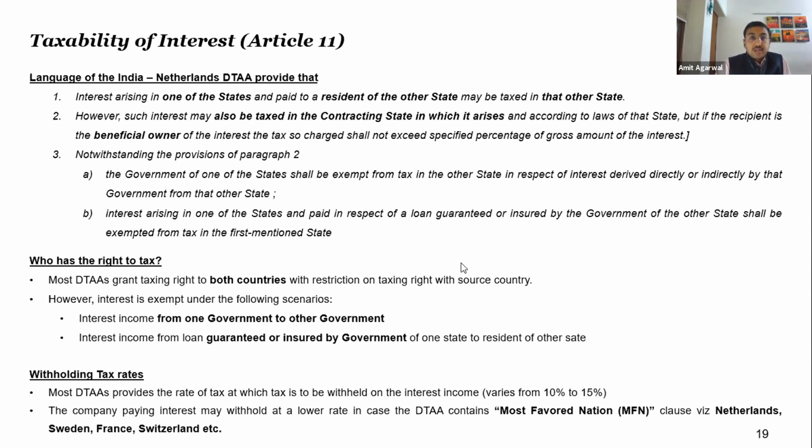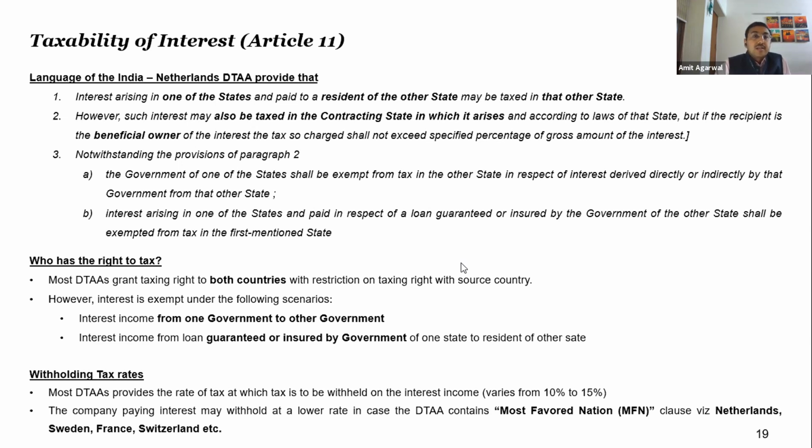It also says that the interest can be taxed in both these states, either of these states. So in the India-Netherlands example, this interest can be taxed in Netherlands as well as in India. So both the states have the right to tax. The person receiving the dividend interest should be a beneficial owner. So that is similar to dividend again.